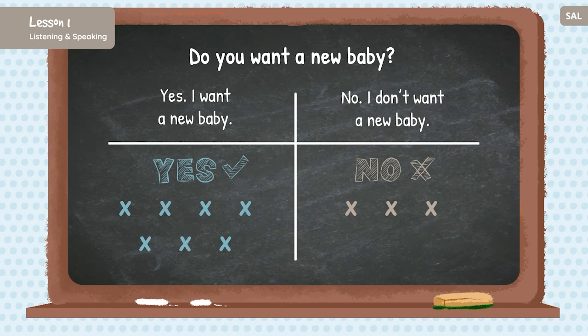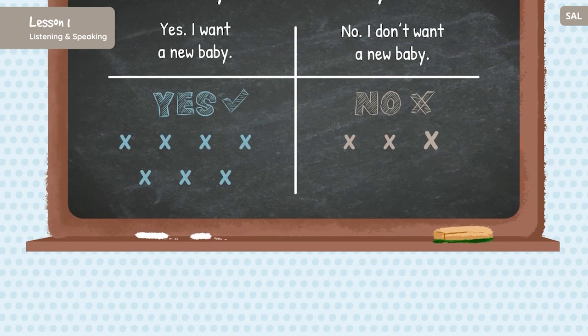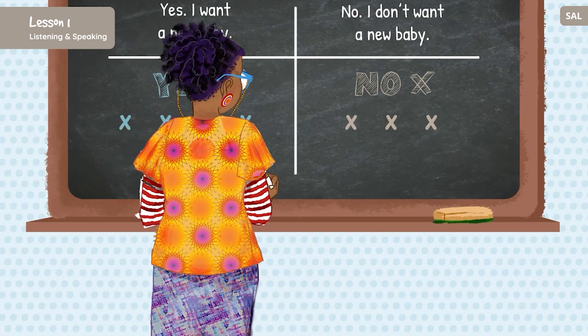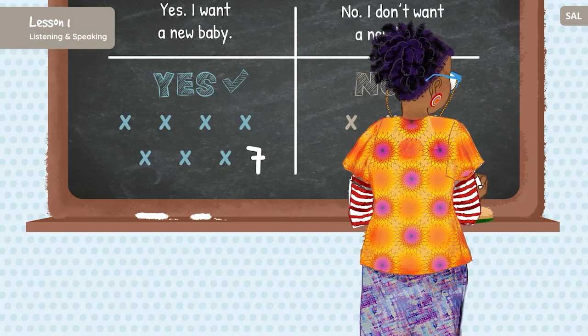Let's see how many of you have said yes. Moja, mbili, tatu, nne, tano, sita, saba. Let's see how many of you have said no. Moja, mbili, tatu. Write the total number at the bottom of each column.